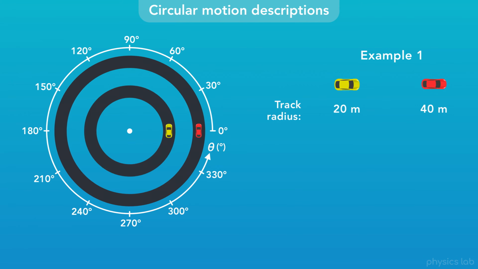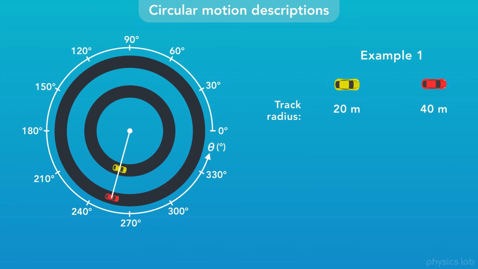Here's another example that highlights the difference between these descriptions. The yellow car and the red car are in circular motion on two different tracks. The yellow car is on a track with a radius of 20 meters, and the red car is on a track with a radius of 40 meters.